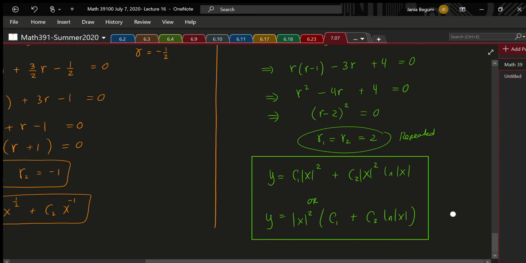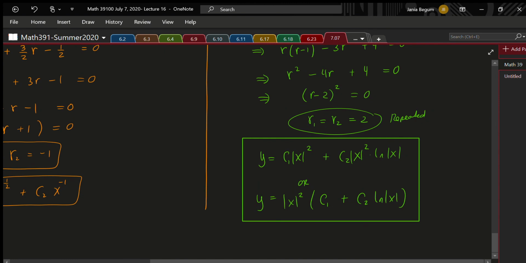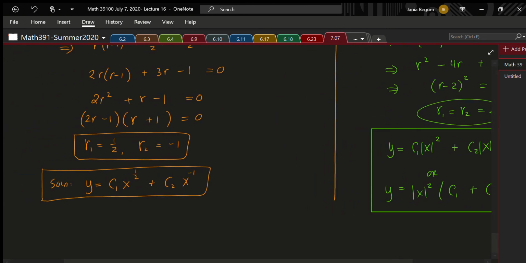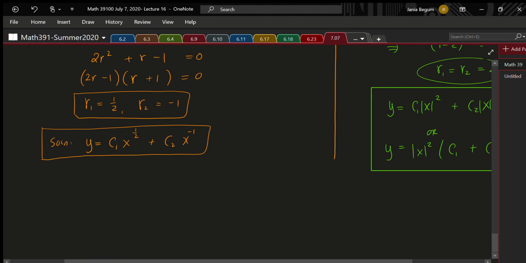Alright, so if there are no questions, moving on to the next one. Well, we haven't seen complex roots, right? So let's do one with complex roots. Again, find the general solution for the following. Say you have x squared times y double prime plus x times y prime plus y. I think this has complex roots.